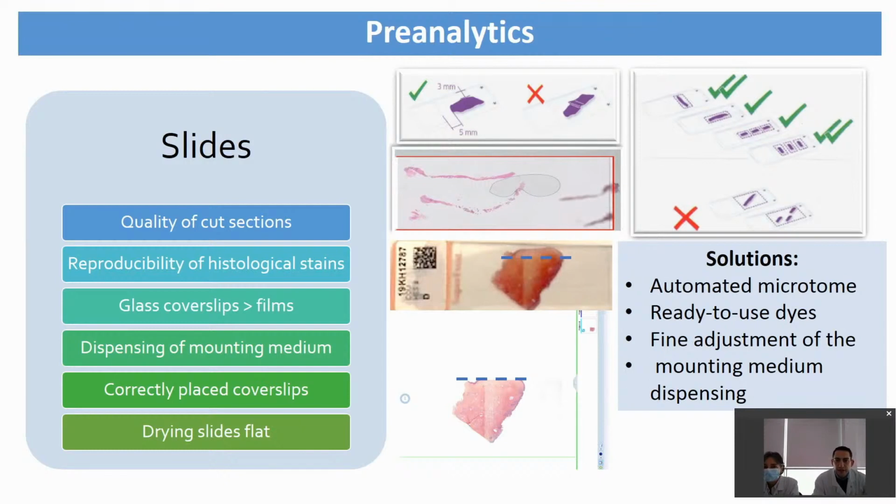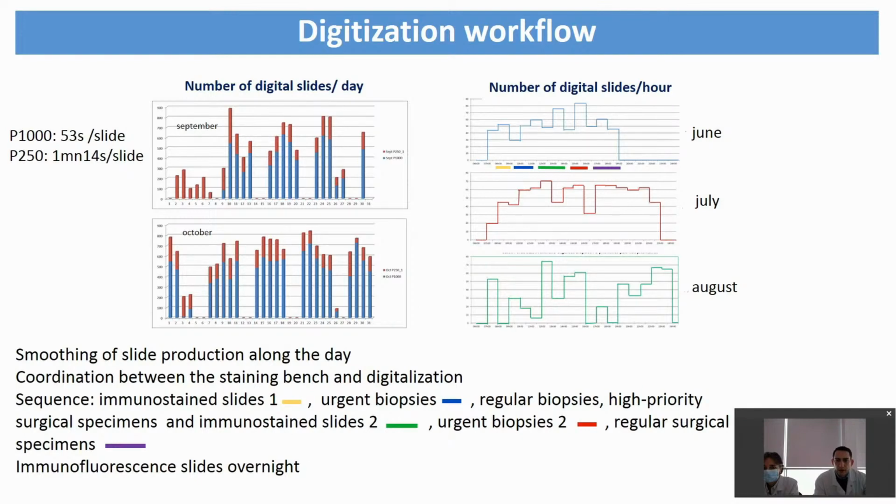Digitization imposes an irreproachable technical quality of the glass slides: quality and layout of the cut section, reproducibility of histological stain, use of coverslip rather than film, homogeneous distribution of mounting medium, drying slides flat. Clearly, the transition to digital pathology has led us to improve our pre-analytics. Digitization represents an extra step compared with the traditional workflow. It affects the entire workflow of the laboratory.